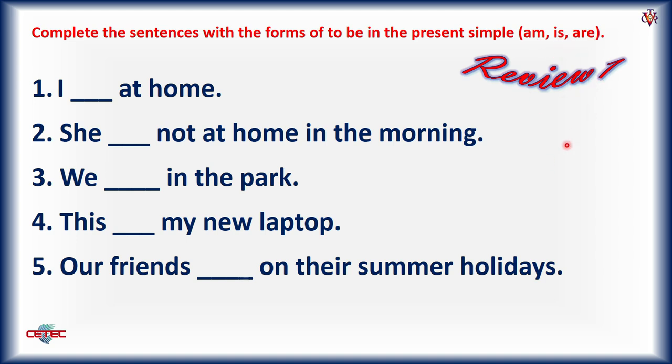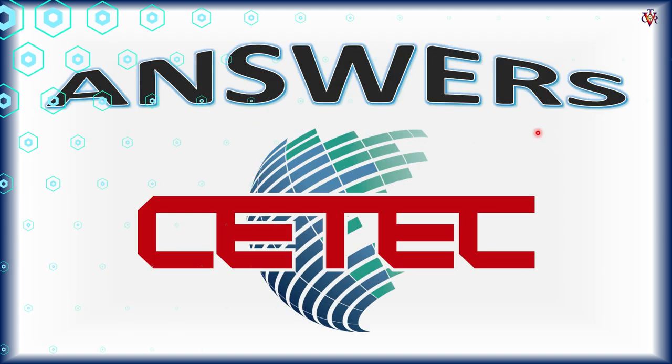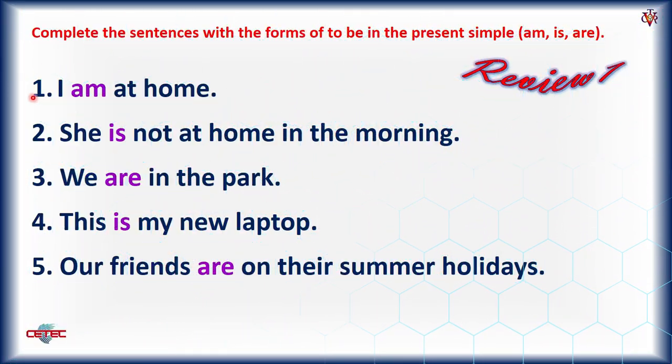Review number 1. Now, let's check your answers. Number 1. I am at home. She is not at home in the morning. We are in the park. This is my new laptop. Our friends are on their summer holidays. Check your answer. This is review number 1.